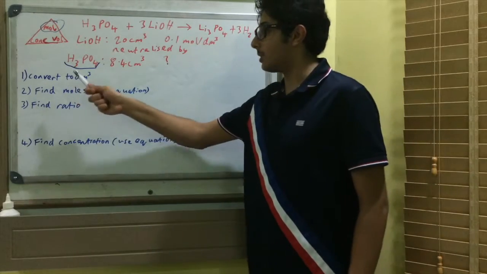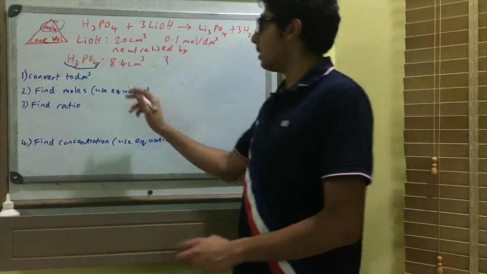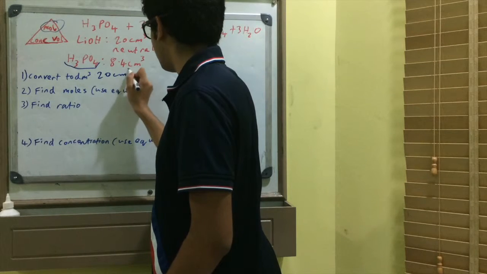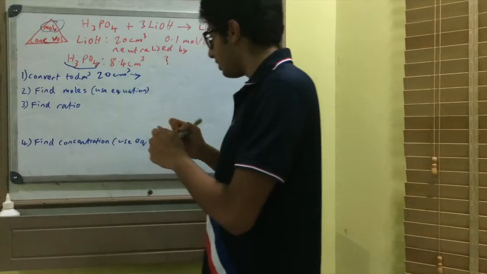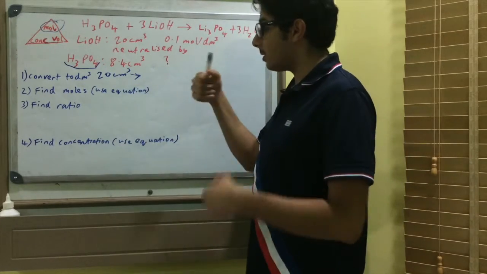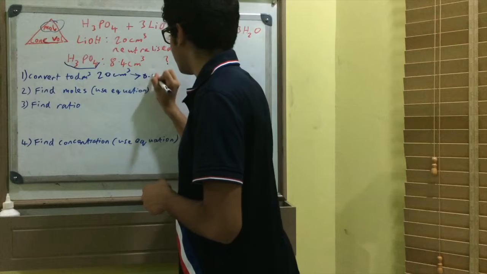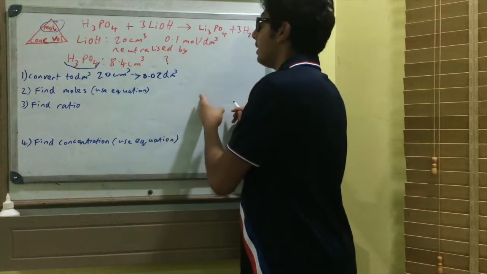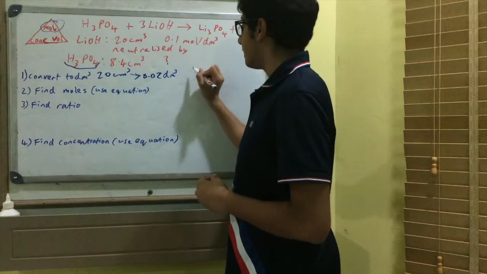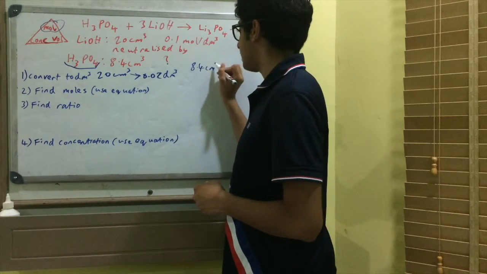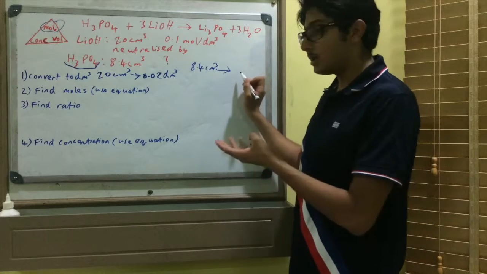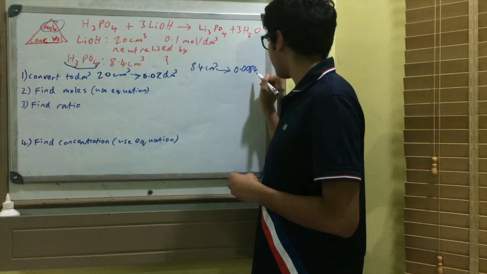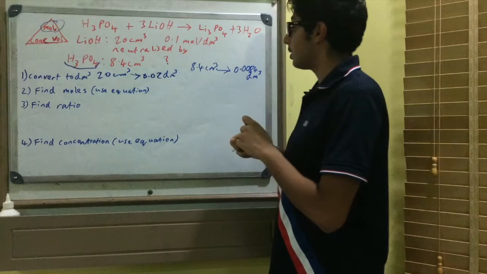First step, convert to decimeters cubed. For the lithium hydroxide, 20 centimeters cubed. How do you make it down to decimeters cubed? Centimeters cubed and decimeters cubed, divide by 1000. You're going to get 0.02 decimeters cubed. Next one, phosphoric acid, 8.4 centimeters cubed. Convert to decimeters, you're going to get 0.0084 decimeters cubed.